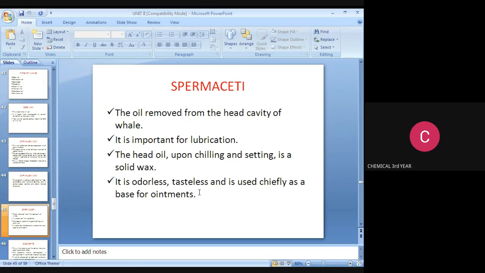It is odorless, meaning it has no odor, and also tasteless. It is used chiefly as a base for ointments, in ointment preparation. So that is spermaceti wax.